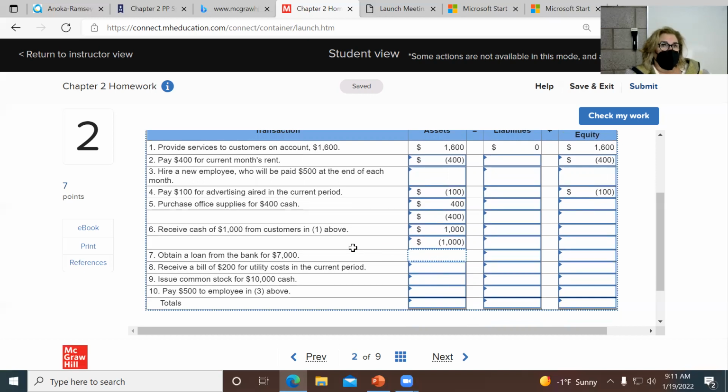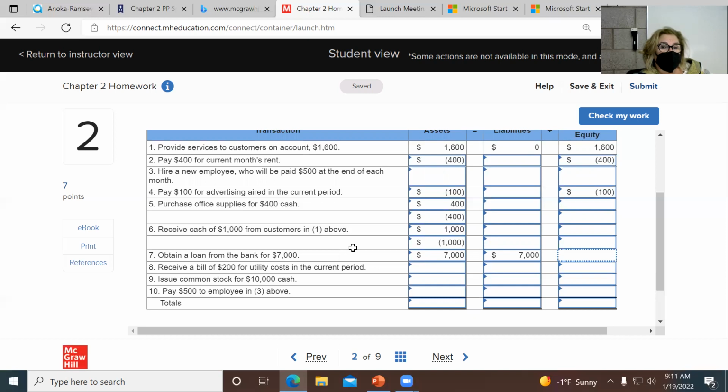Number 7, obtain a loan from the bank for $7,000. Cash is increasing, 7,000. What else is happening? Liability. A liability is increasing 7,000.